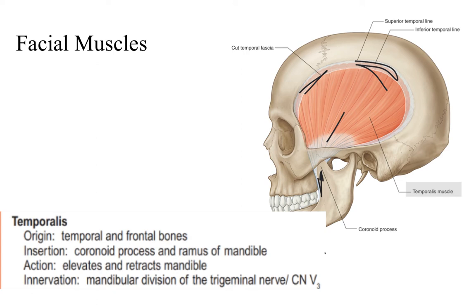And again, because of its angle, it's going to retract the mandible. Like the masseter, it is supplied by the mandibular division of cranial nerve 5, or the trigeminal nerve.